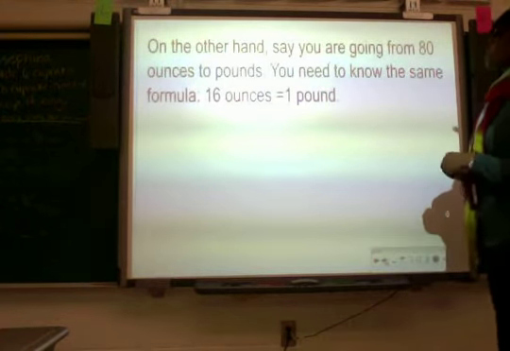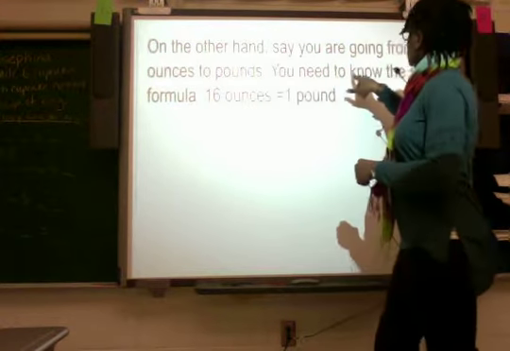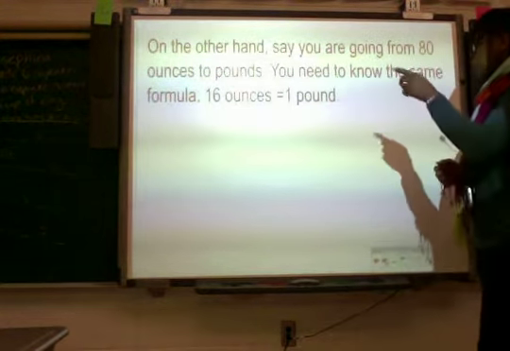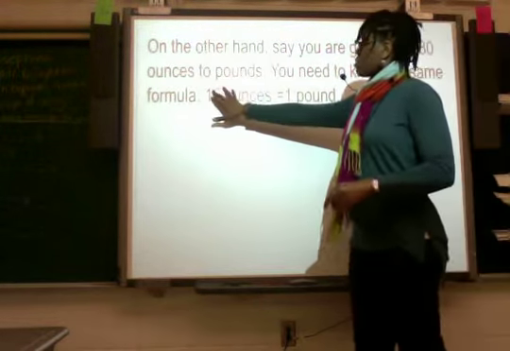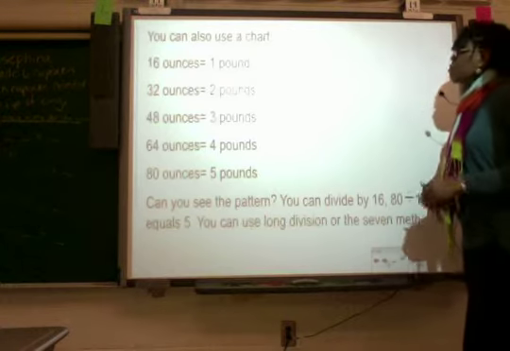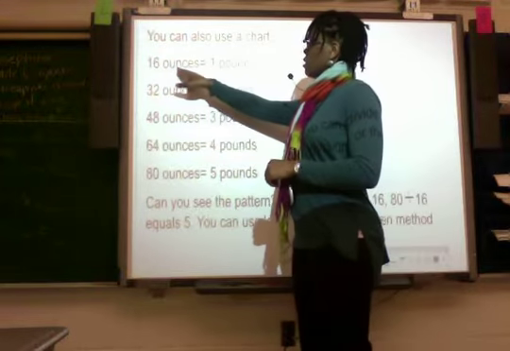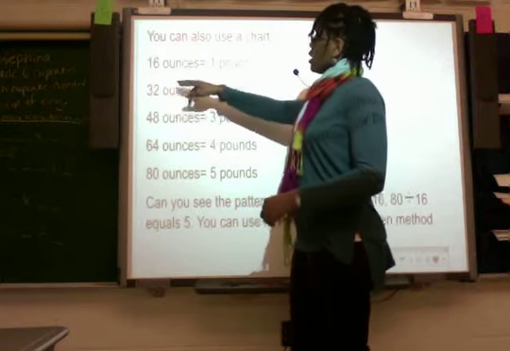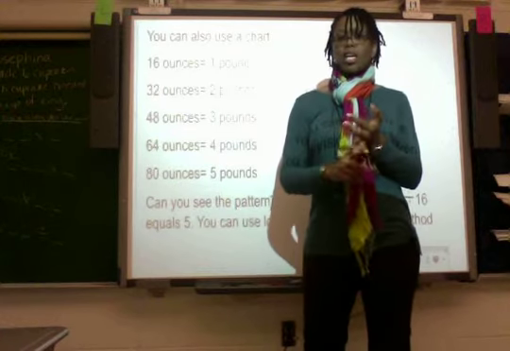On the other hand, say you are going from 80 ounces to pounds. You need to know the same formula, 16 ounces equals 1 pound. So when you have more ounces, it doesn't take as many pounds. You could also use a chart. 16 ounces equals 1 pound. 32 ounces is 2 pounds. You're counting by 16s until you reach 80.